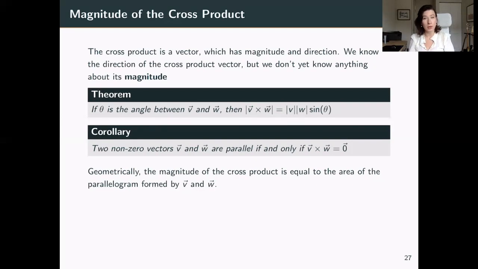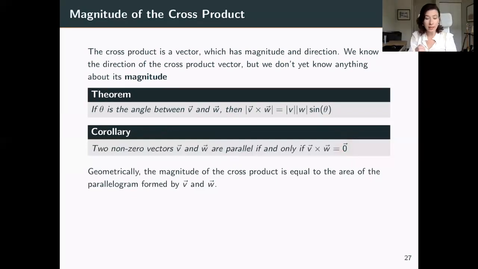A useful corollary of the above theorem is the following. It states that two non-zero vectors are parallel if and only if their cross product results in the zero vector. Remember, the resultant item in the dot product is a number, whereas the resultant product in the cross product is a vector. So we're saying two vectors are parallel if and only if their cross product results in the zero vector. How does this work?